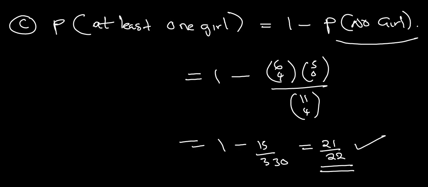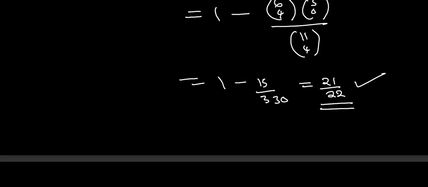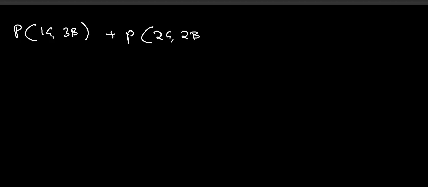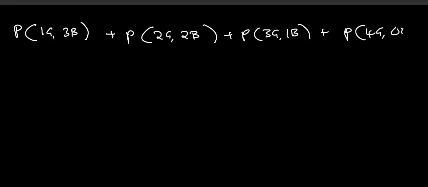So at least 1 girl, like I said, is the same as you saying what? There are 4 girls. So we can actually do it another way. Let me show you the method I was saying. Another alternative where you could have done this is saying the probability of having 1 girl and 3 boys, plus the probability of having 2 girls and 2 boys, or the probability of having 3 girls and 1 boy, or the probability of having all the 4 girls and 0 boy. So add all these 4, you get the same outcome.